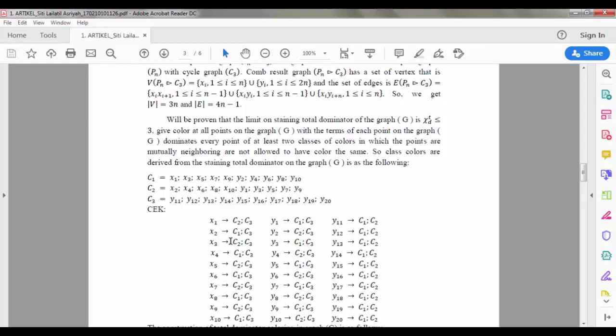Each point of the graph G dominates every point of at least 2 color classes, in which the points that are mutually neighboring are not allowed to have the same color. Cn and C3 have different colors, like this. So, the color classes derived from the total dominator coloring on graph G are as follows. This is C1, equal to color class number 1, and C2 equal to color class number 2, and then C3 equal to color class number 3.